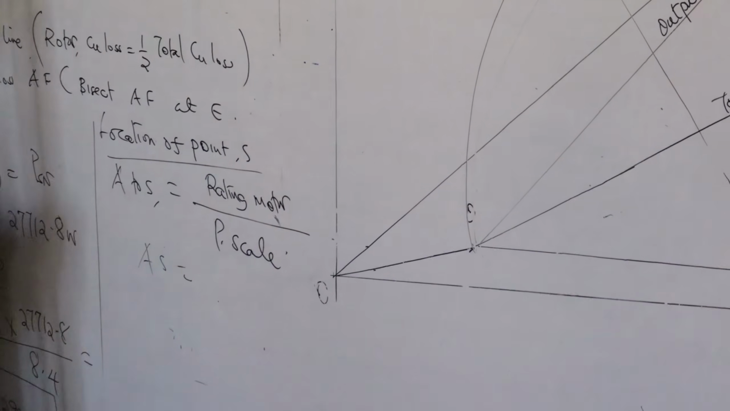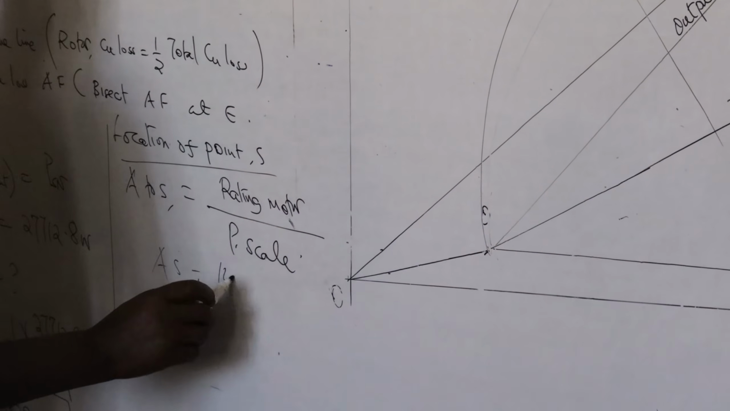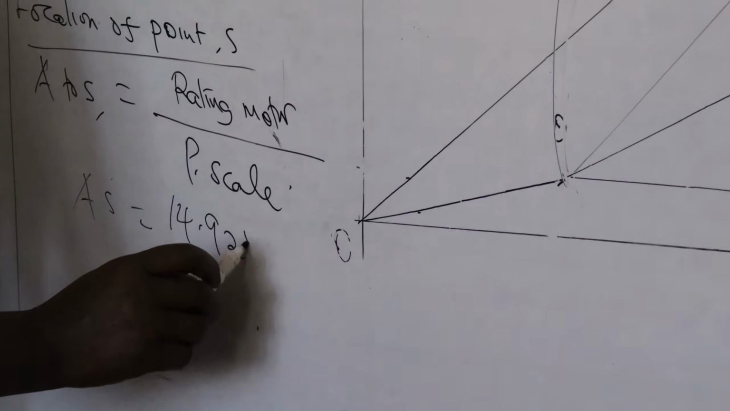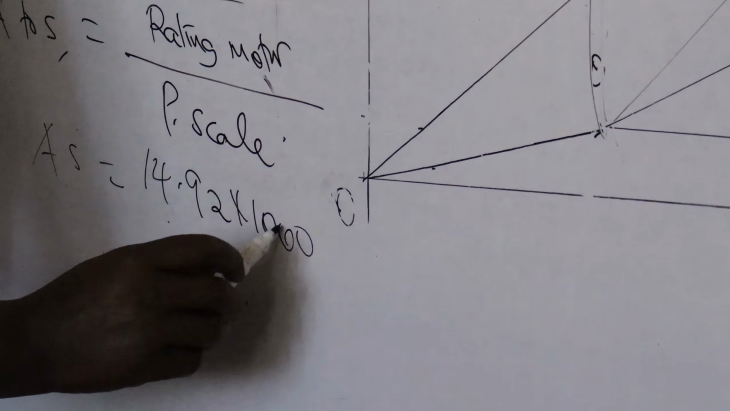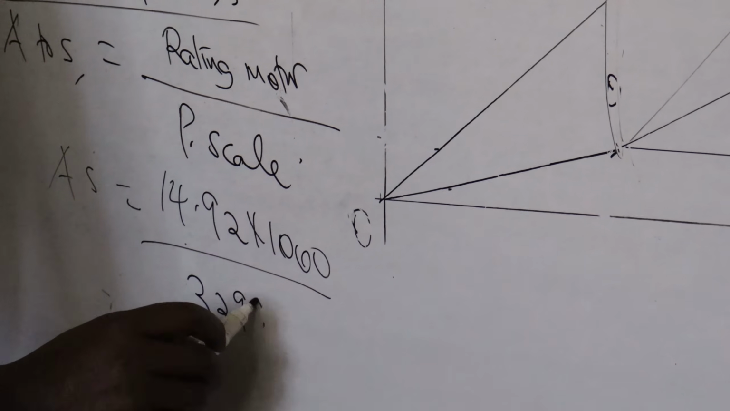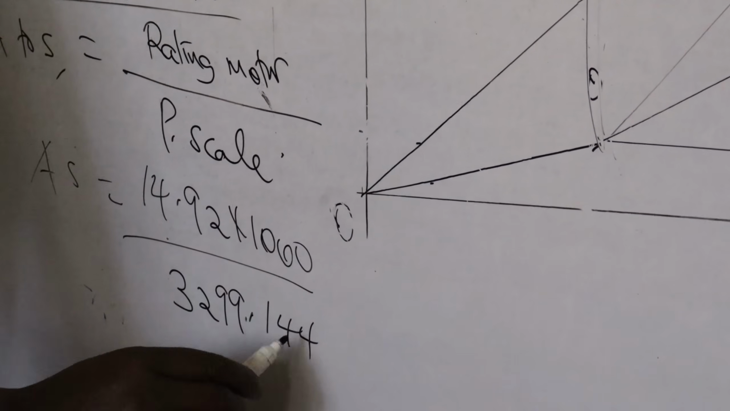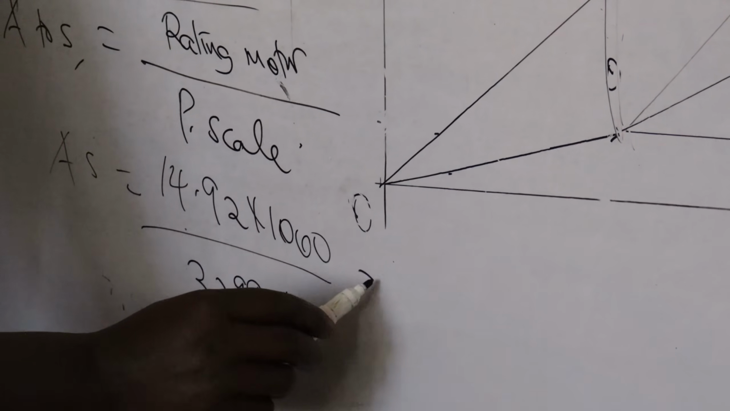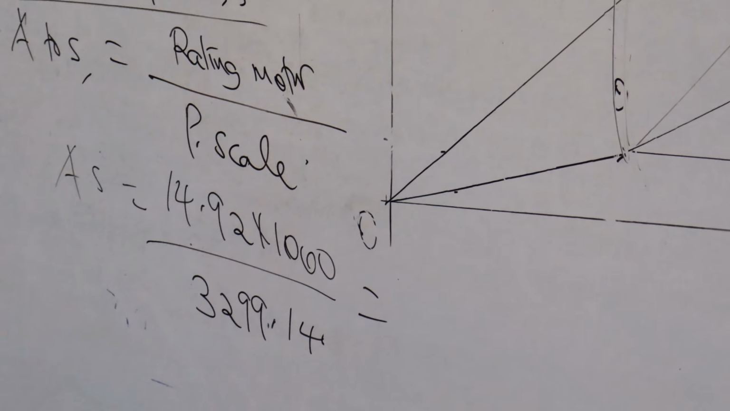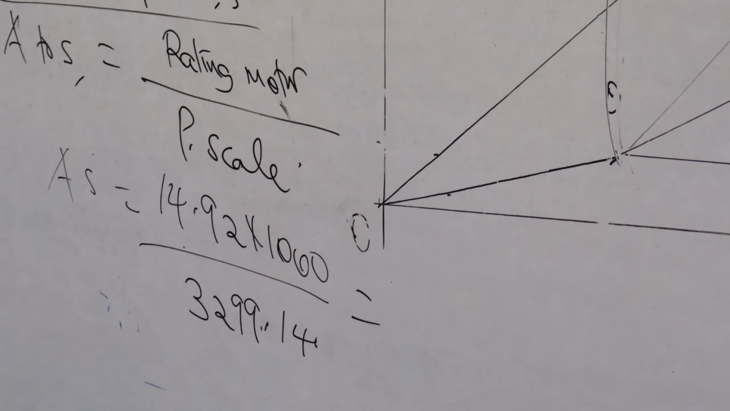The rating of the motor was declared in the question: 14.92 kilowatts. That means 14.92 times 1,000 divided by the power scale. Those who get this value, what will be the value from A to S?